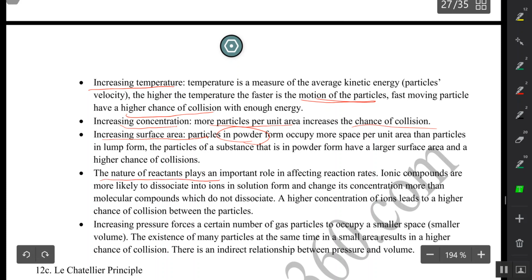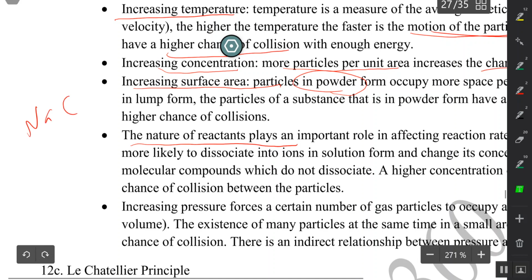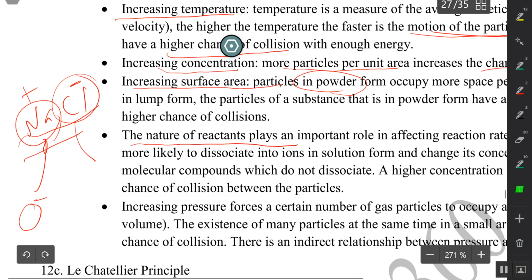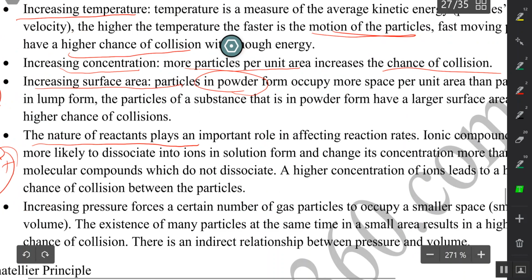Nature of reactants: it's very important to know that ionic compounds, let's say NaCl, when you dissolve that in water, an ionic compound will dissociate. The positive Na will attract to the oxygen part of the water, and the chlorine, which is negative, will attract to the positive part of the water, the hydrogen. So this dissociation will create a lot more collisions, because now it's not just NaCl that's colliding, it's Na that's colliding and Cl that's colliding.